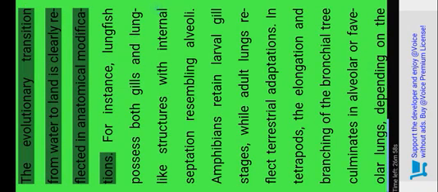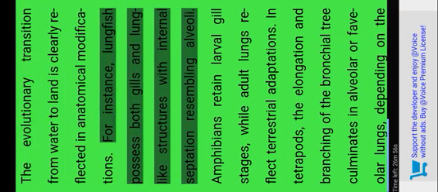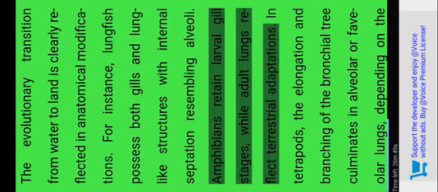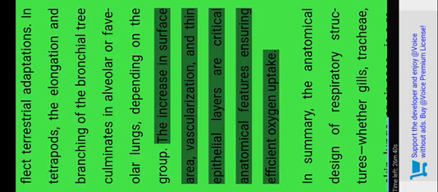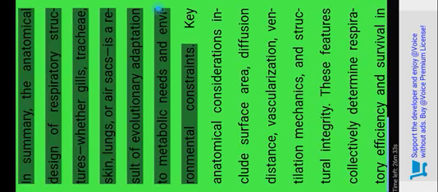The evolutionary transition from water to land is clearly reflected in anatomical modifications. For instance, lungfish possess both gills and lung-like structures with internal septation resembling alveoli. Amphibians retain larval gill stages, while adult lungs reflect terrestrial adaptations. In tetrapods, the elongation and branching of the bronchial tree culminates in alveolar or parabronchial lungs, depending on the group. The increase in surface area, vascularization, and thin epithelial layers are critical anatomical features ensuring efficient oxygen uptake.